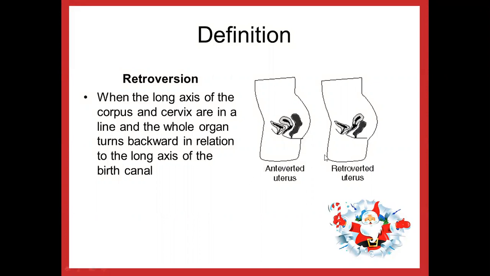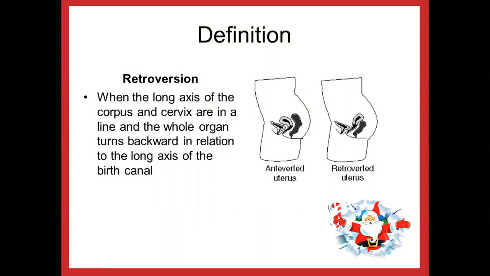So here if you can see, this is the birth canal, that is the vaginal region. So the vaginal region, cervix and the uterus, everything will come in a straight line. That is occurring as a result of the uterus and the cervix reverting backwards, or turning backwards. So that is known as retroversion. Clear? So what is retroversion?